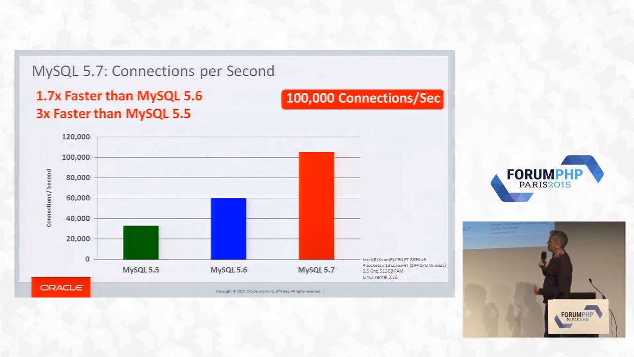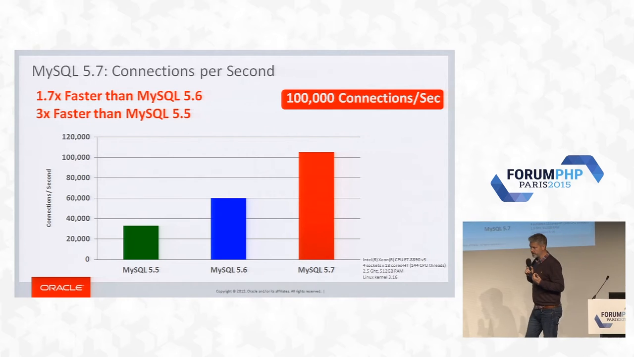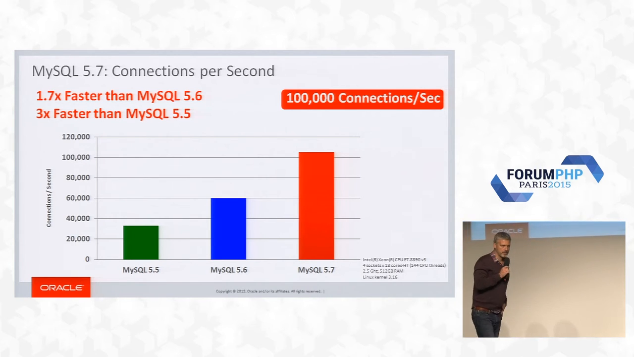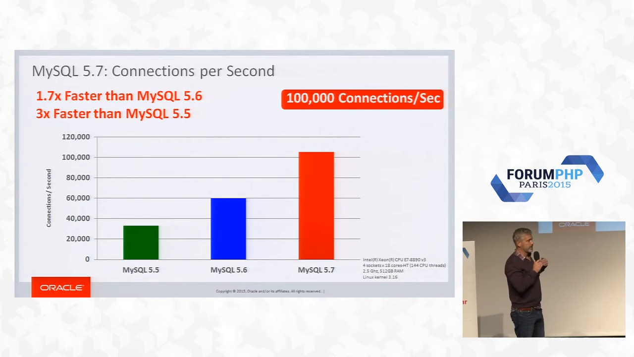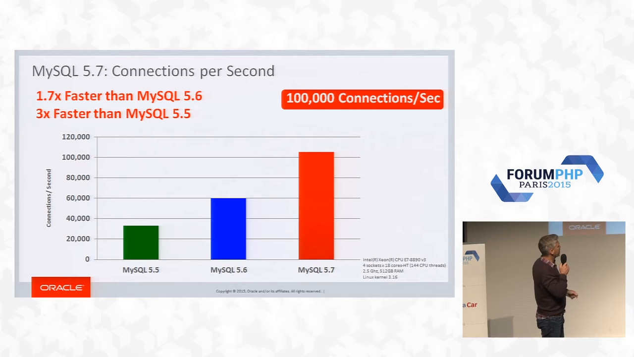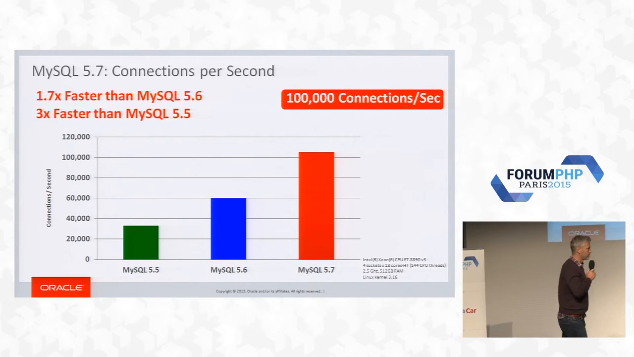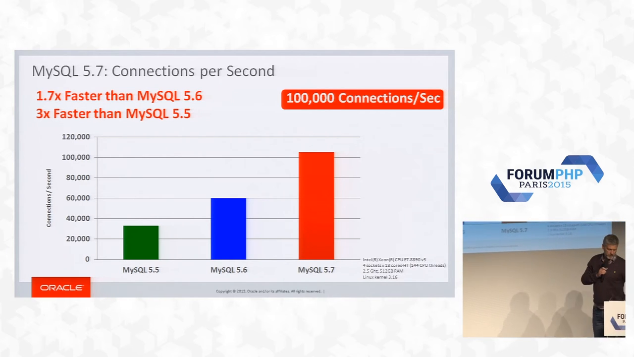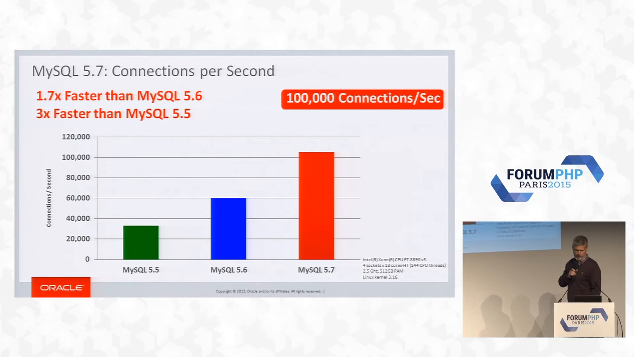The other thing that I think can be beneficial in this forum is around connect-disconnect, which is very important when you have short connections: run a query, disconnect, connect, run a query. With 5.7, we've bumped this up to being able to do 100,000 connections per second. By the way, this is work that has been carried out together with Facebook for 5.7.